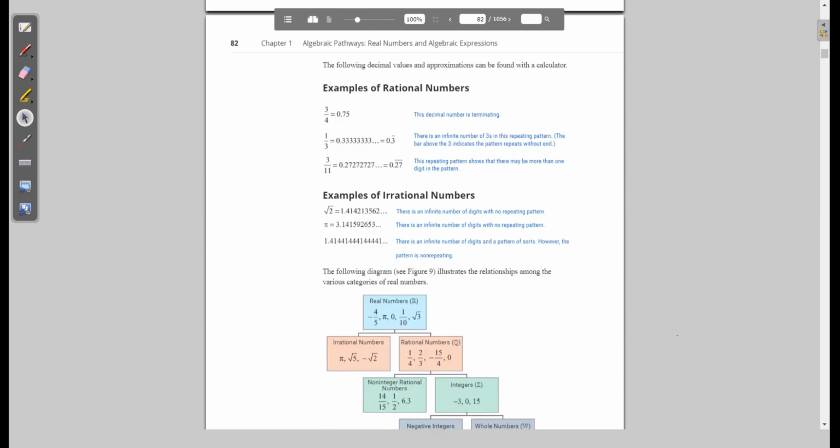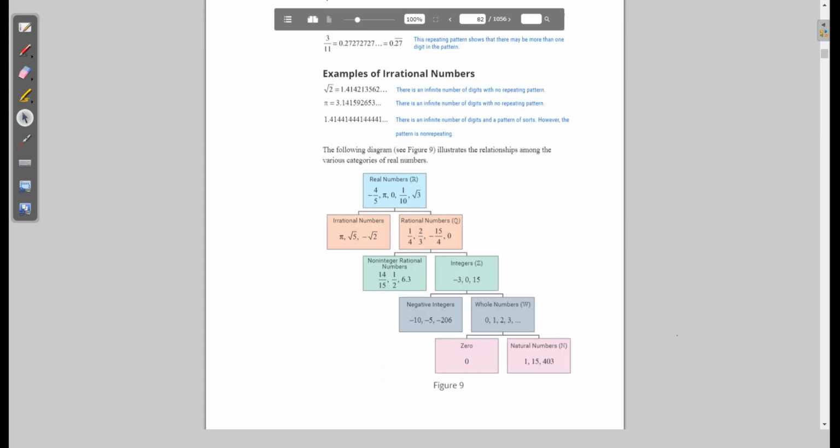So these are examples of rational numbers. These are ratios that have terminating decimals or repeating decimals. These are examples of irrational numbers, numbers that go on forever. They do not end. And of course, this is pretty much the same thing I just showed you: natural numbers, whole numbers, integers, rational numbers, and then real numbers.